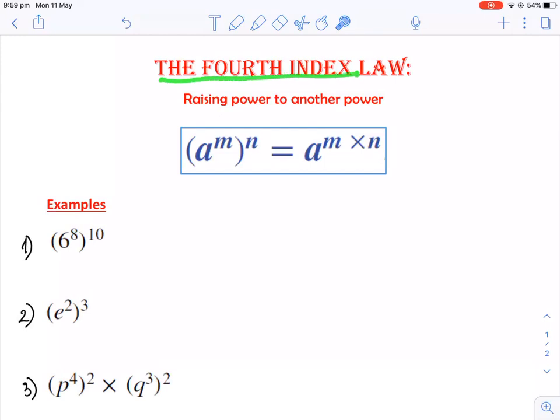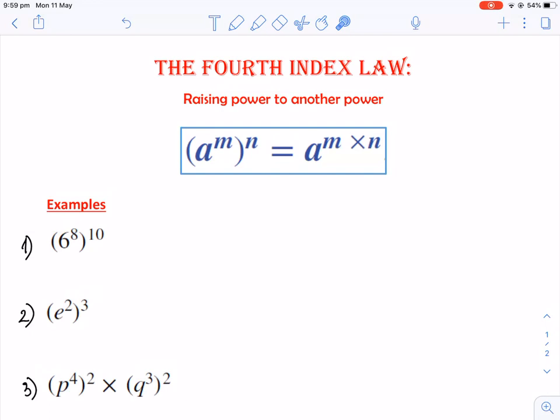The fourth index law states that when raising a power to another power, the indices are multiplied. So in general, here is the formula of the fourth index law. a to the power of m, where a is any number and m is any number as well, and the whole thing raised to another power, which is n, then your final answer is a, the same base here, and the index equals m times n. So it's a to the power of m times n.